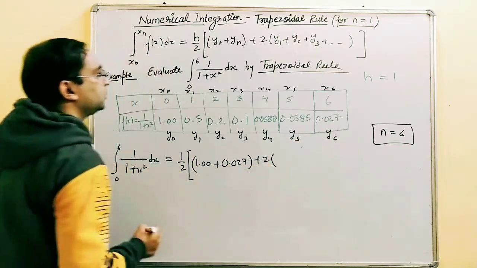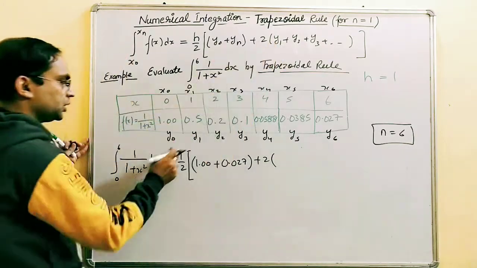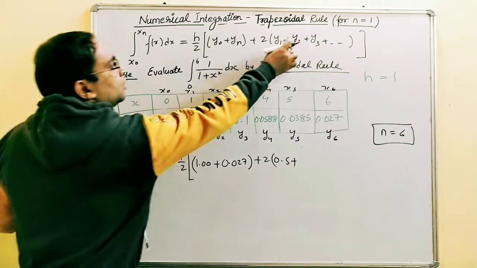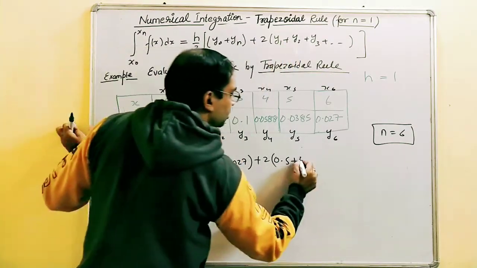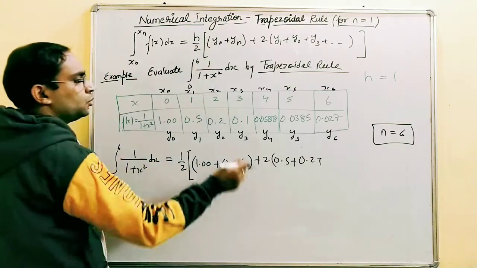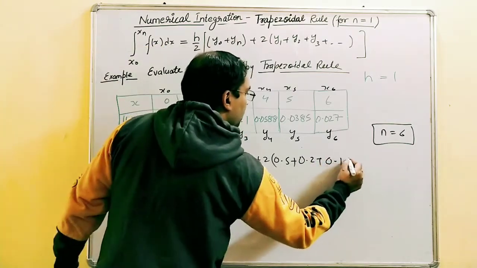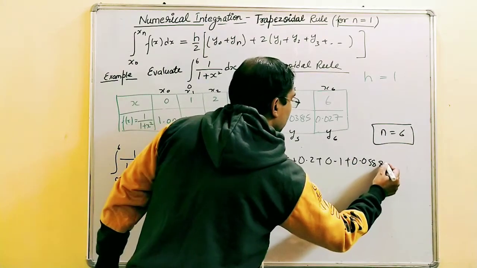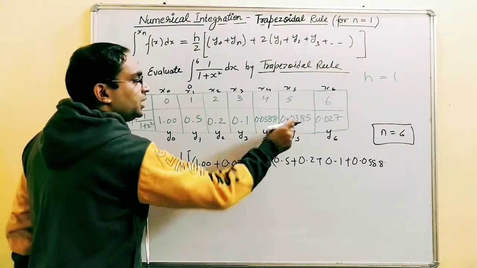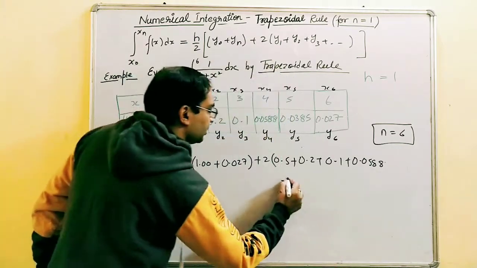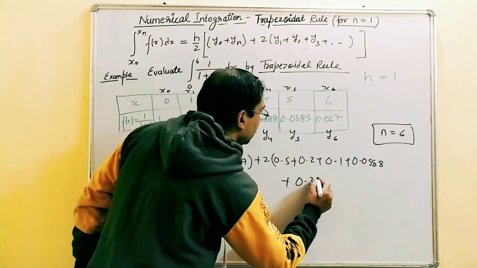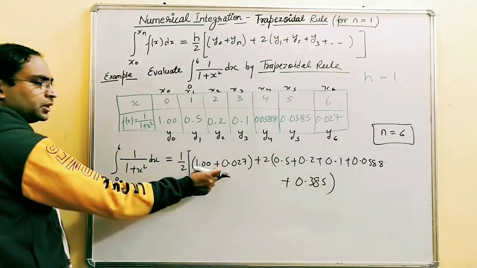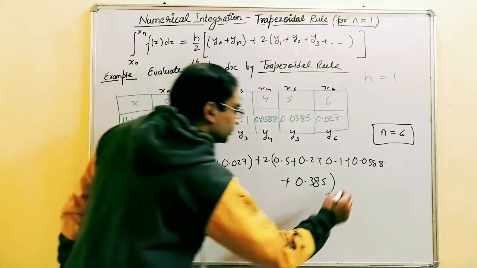plus twice of y1. What is y1? 0.5 plus y2. What is y2? 0.2 plus y3 0.1 plus y4 0.0588 plus y5. So let me write here plus 0.385. That's it. We will not take y6 because y6 has already been considered here.